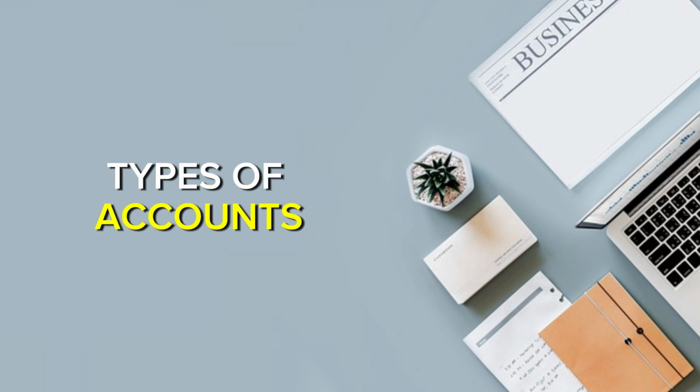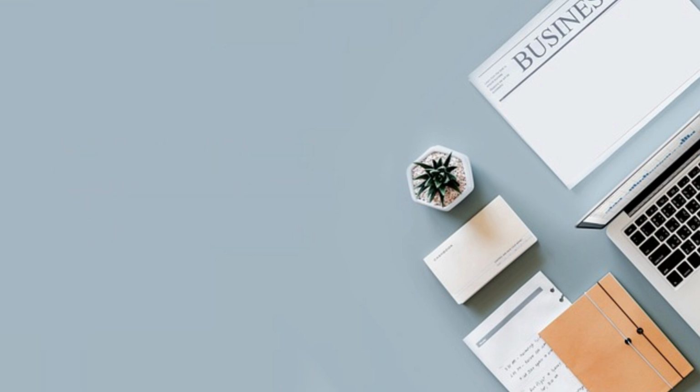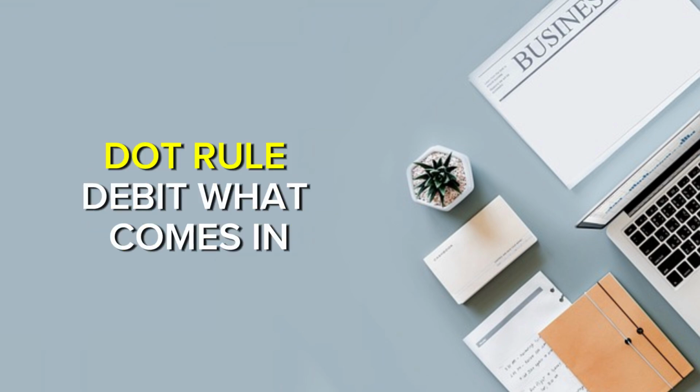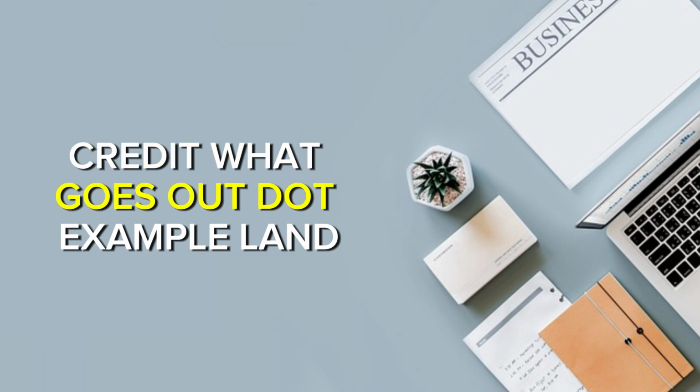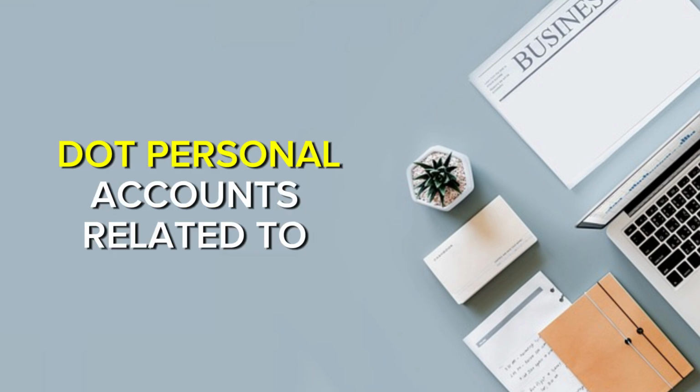Types of accounts. Accounts are categorized into three main types. Real accounts are related to assets and properties. Rule: debit what comes in, credit what goes out. Example: land, buildings, cash, machinery.